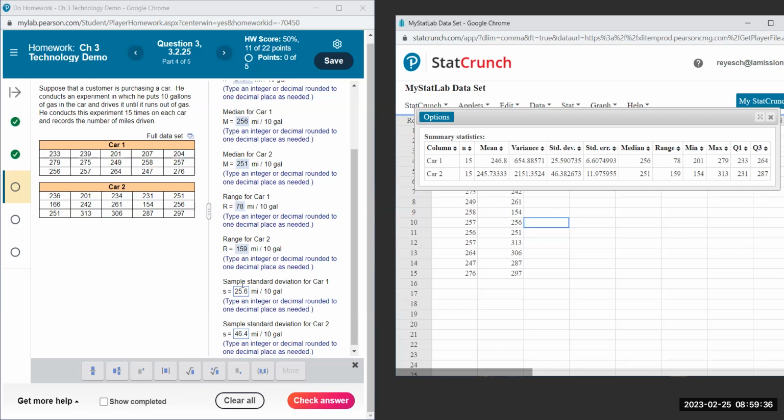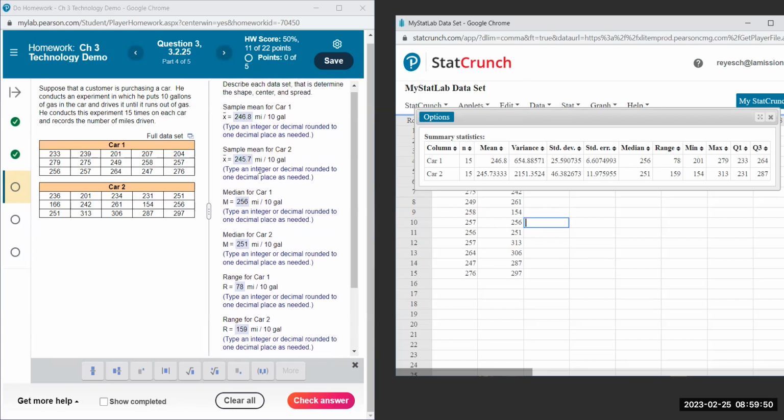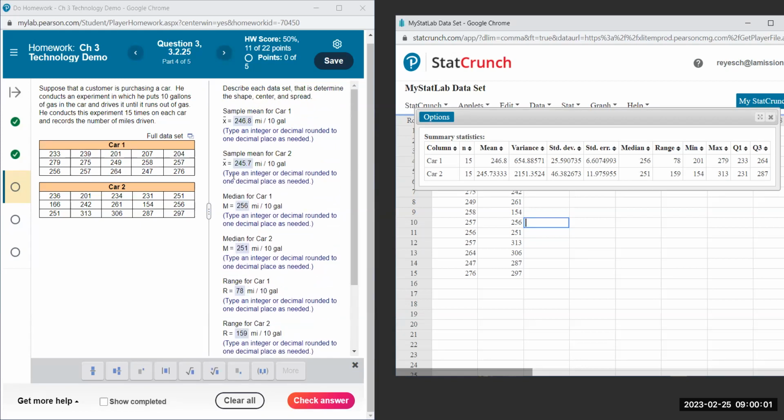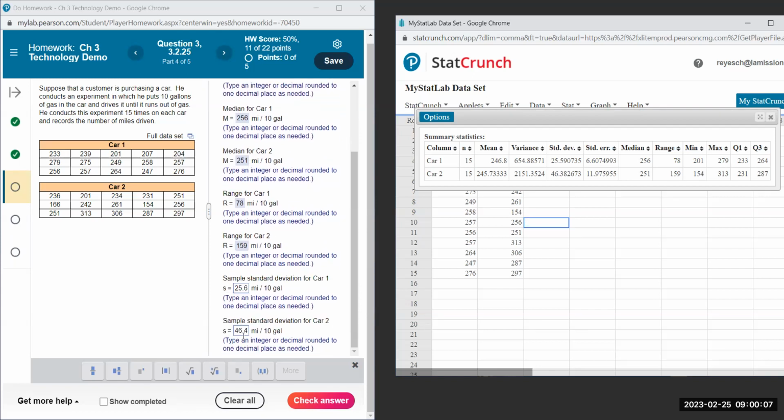So now I can say, this one we use with the mean, if your data is symmetrical. For car 1, I can expect about 247 miles on a tank, give or take about 26 miles. For car 2, oops, I'm looking at the wrong value. Here it is, sample mean. For car 2, I could expect on average 246 miles, give or take 46 miles. So that window of what's typical is a lot wider for this one if I wanted to just capture the typical values of what we could expect.